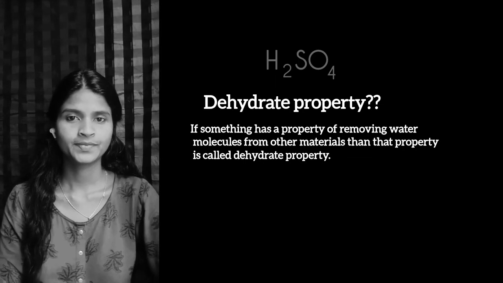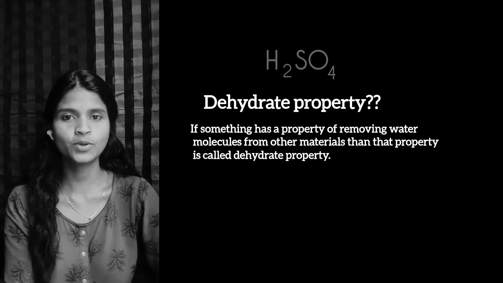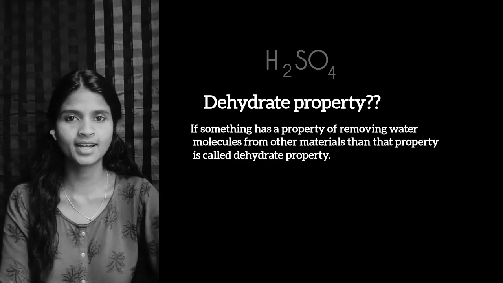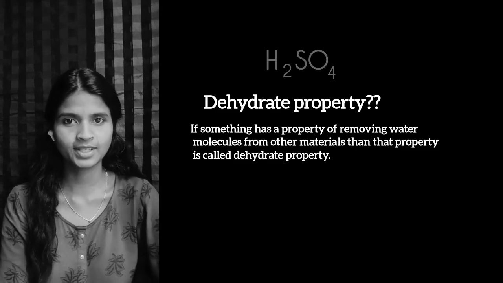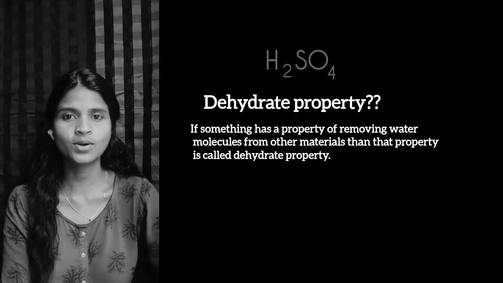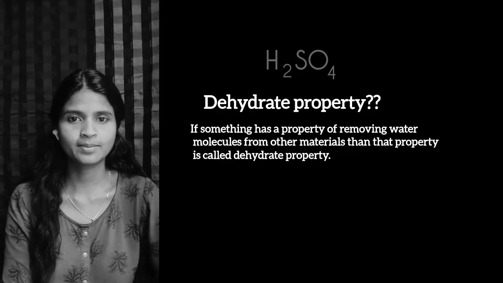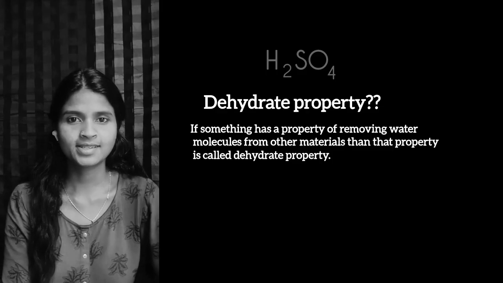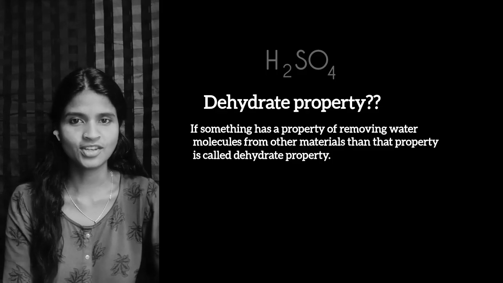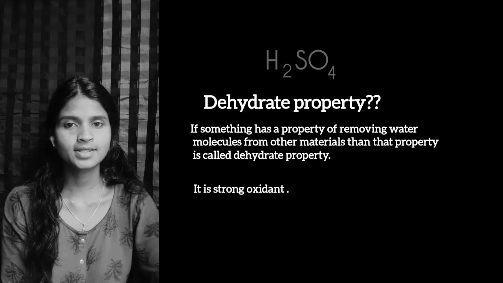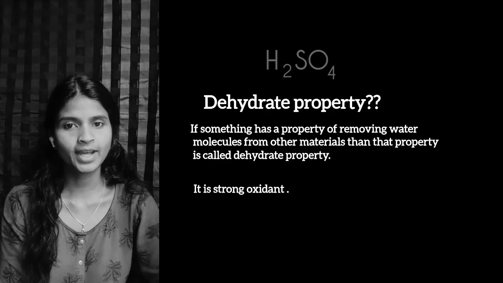Dehydrating property: if something has a property of removing water molecules from any other material, that is called a dehydrating property. Here, sulphuric acid has a strong affinity towards water, so it readily removes water molecules from other materials. It makes sulphuric acid a powerful dehydrating agent. Sulphuric acid is a strong oxidant with a powerful dehydrating property.